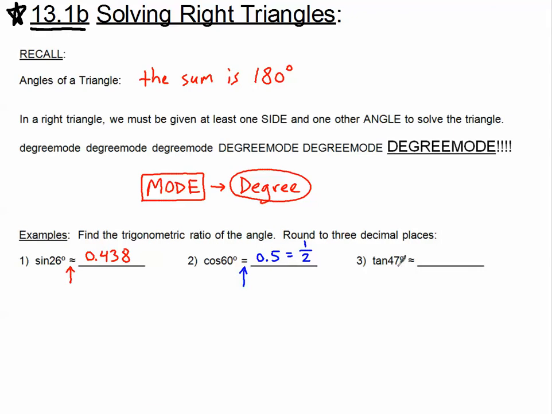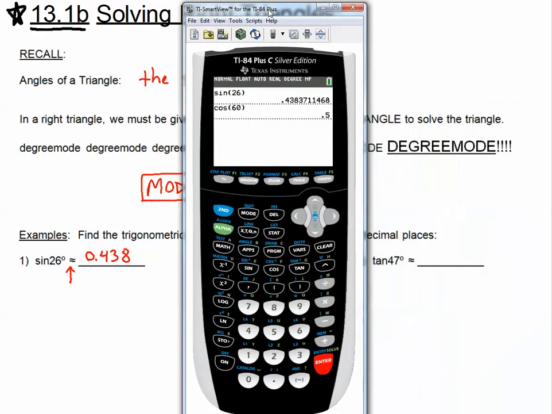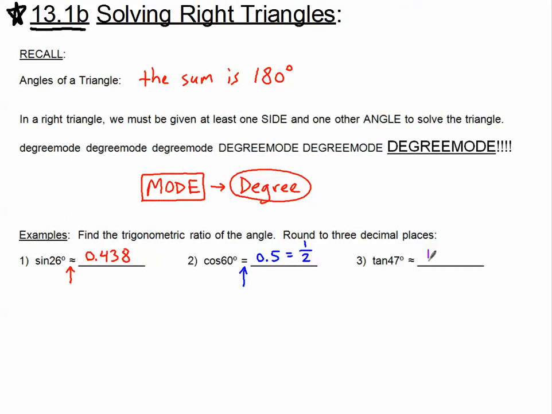Lastly, the tangent of 47 degrees. Pull up the calculator, and I'll push my tangent button, that's the third, 47 degrees inside the parentheses, enter, and I have 1.072, correctly rounded. And I used an approximate symbol. This is just practicing, making sure you know how to use your calculator for our trig ratios.